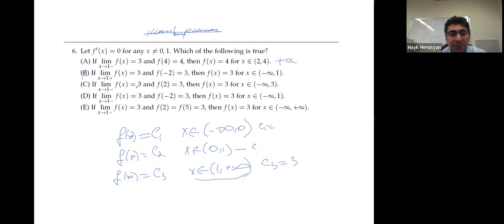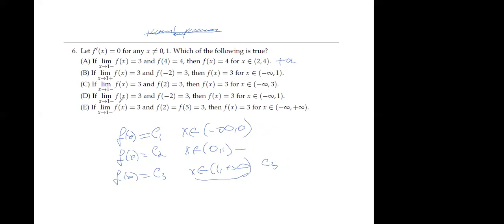C says the limit from the left side is 3 at point 1, left side. So this is left side. This is 3. Okay. F of 2 equals 3 means C3 also is 3. Can we say from minus infinity to whatever our function is C? No, C3 is not given. So we don't know whether this is true or not. So we will say B is false, C is false.